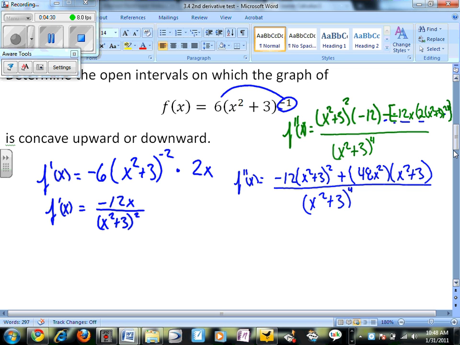Looks like we have a common term up top. We have a negative 12 as a common term, and we can also take an x squared plus 3 out. So I'm going to take out a negative 12 and an x squared plus 3. I'm left with just one x squared plus 3, and then since I'm taking a negative 12 out, I have a minus 4x squared.